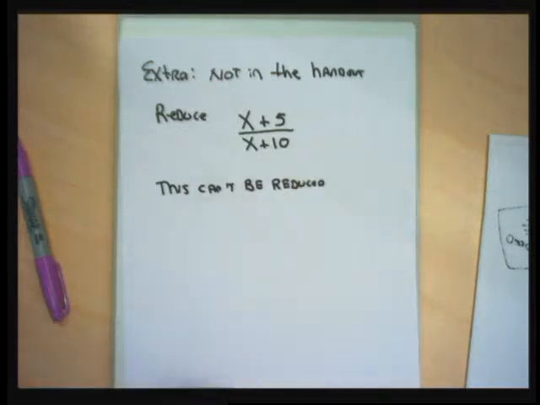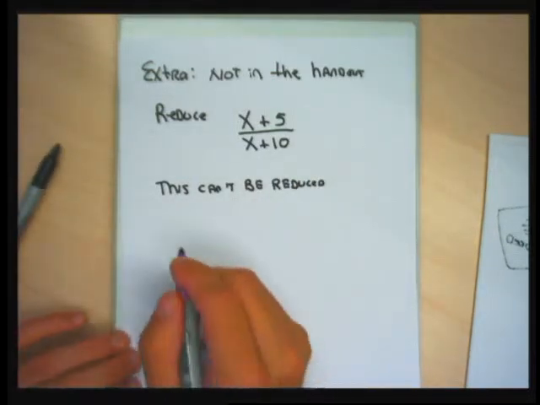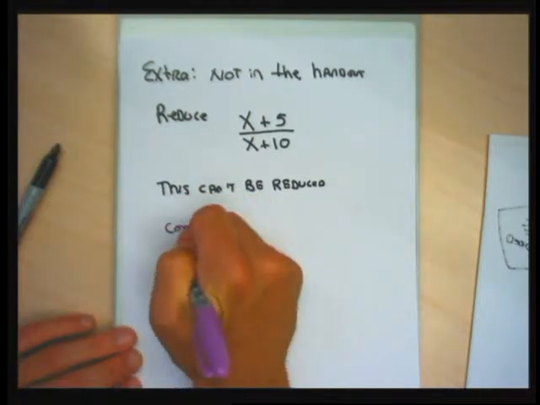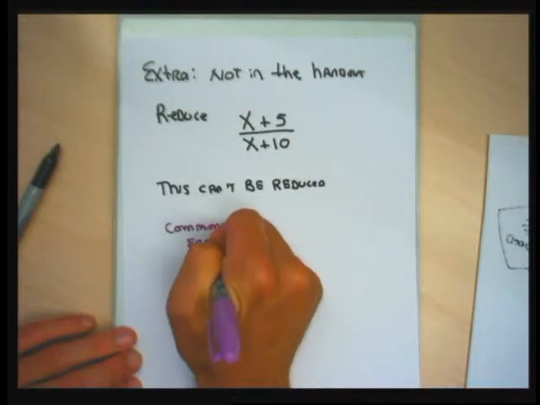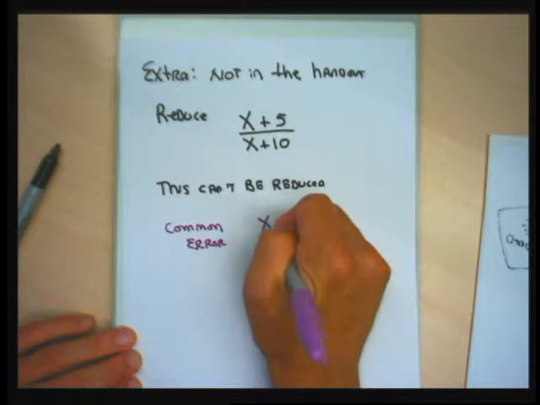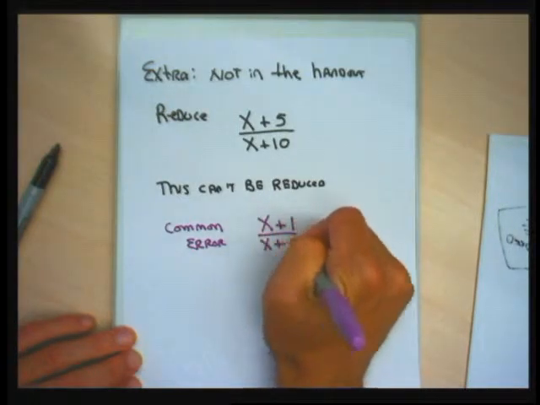And if you thought you could reduce it, then I can check to see if we're right or wrong. So a common error would be to reduce the 5 and the 10. If you reduce the 5 and the 10, you'd get (x plus 5)(x plus 1) over (x plus 2).